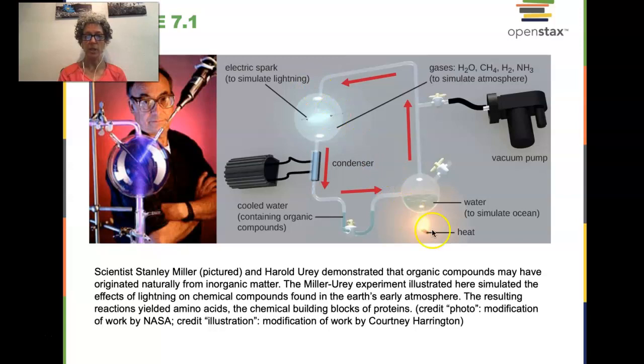And what happened is amino acids were generated. So even though by themselves none of these chemicals are alive, no chemical is alive, they can be, in the presence of enough energy, brought together to be a molecule that is found in living systems.